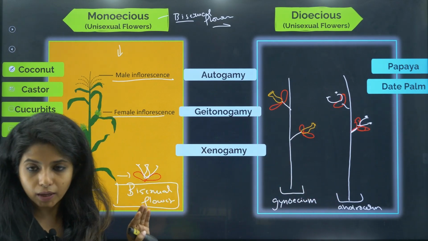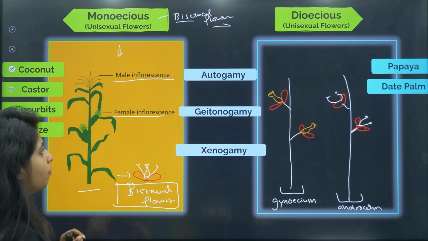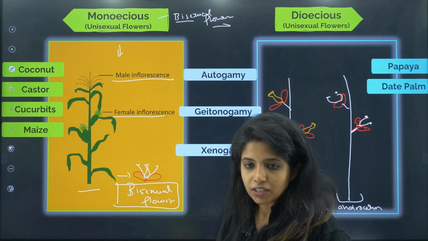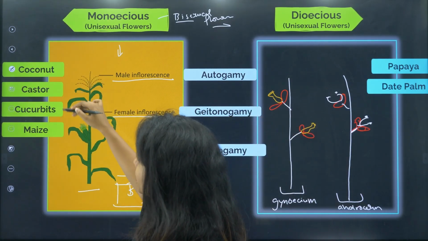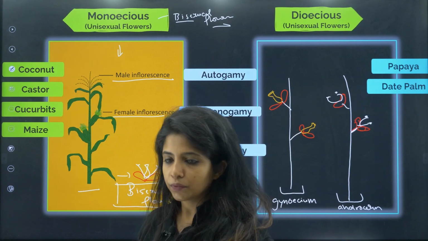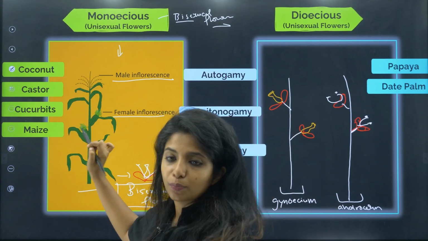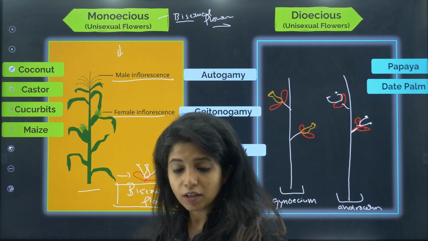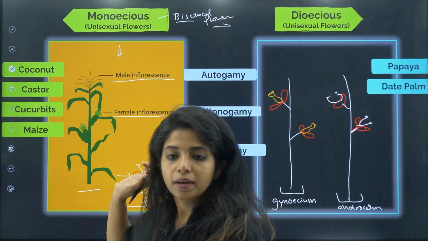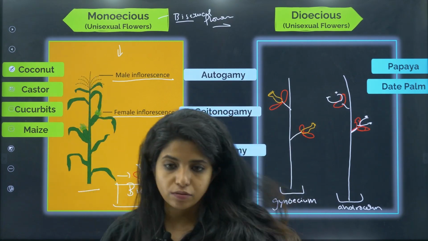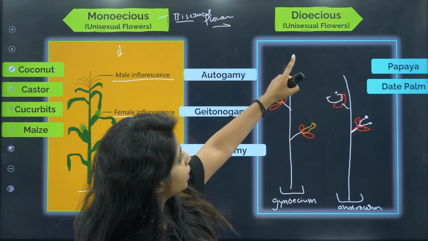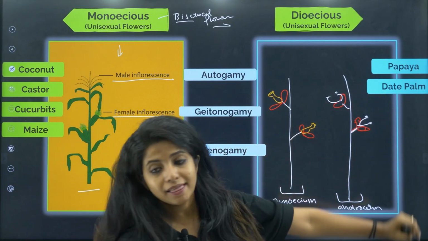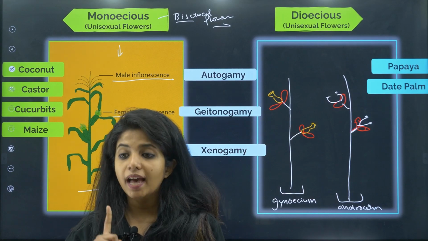Over here there is a single plant with both the sexes, over here there are different plants for different sexes. Now, going ahead and talking about the examples which are given in your book. Coconut, castor, cucurbits, maize, all of them come under this category, that is monoecious plants. You have to remember 3 C's and 1 M, maize. So, this example is of maize itself, so you can remember it. Now, what do you have? You have dioecious plants. Examples are papaya and date palm.